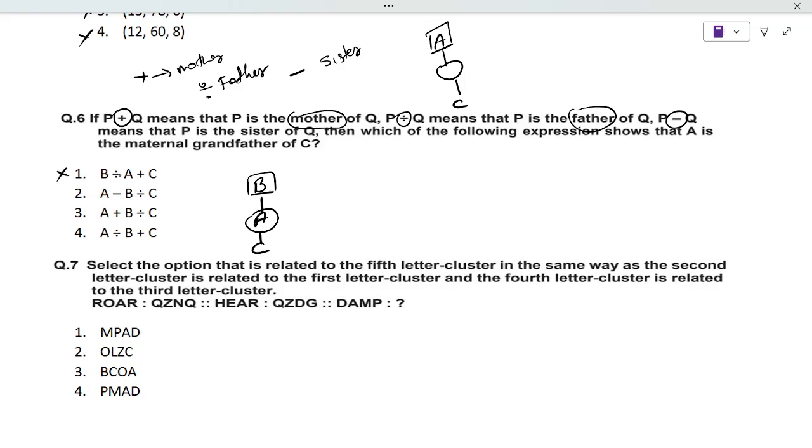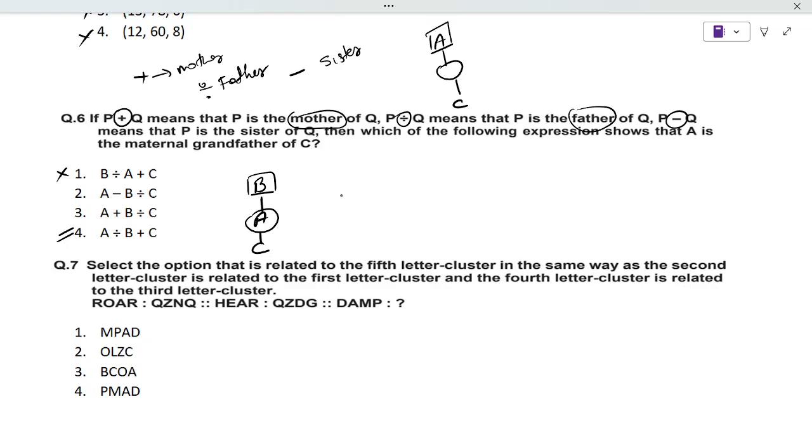Alright, we have here, but this is the right one. Just so we need, if we change the alphabet. Yes, I think 4 is the answer. Let's check. Because maternal grandfather, right figure. However, we need A on the top, right? So let's check with this one.